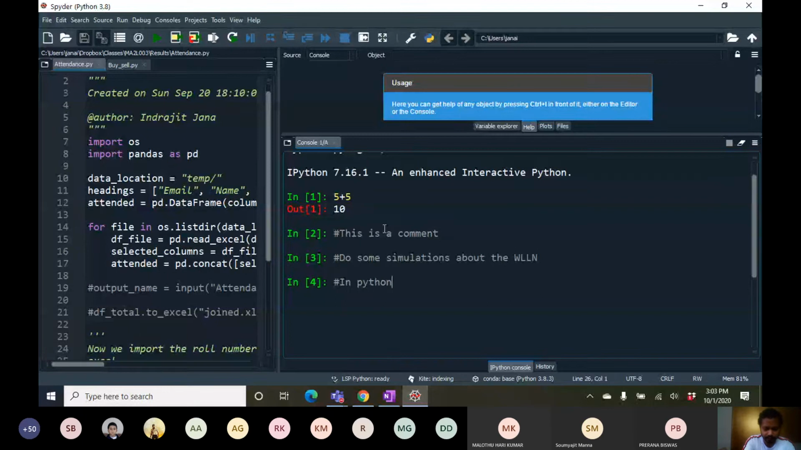So in Python, there are already some pre-built functions, which means you do not need to write so many programs. We can simply call them. We can simply import those modules and start programming.